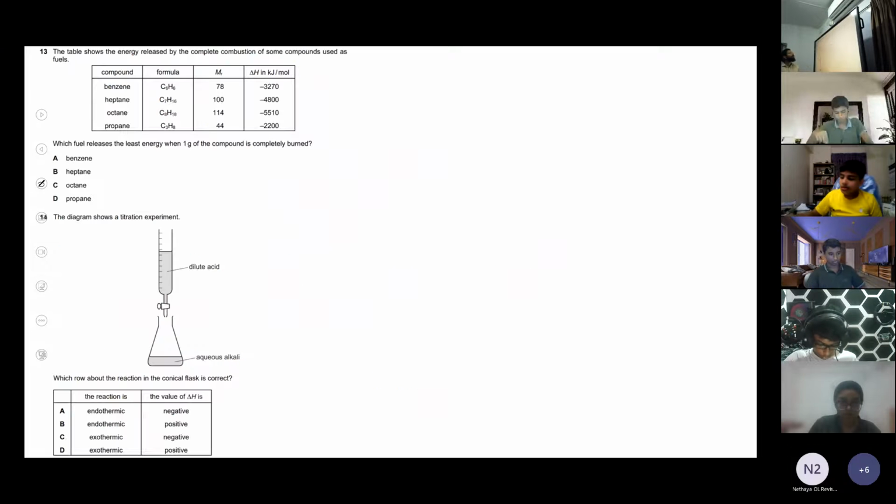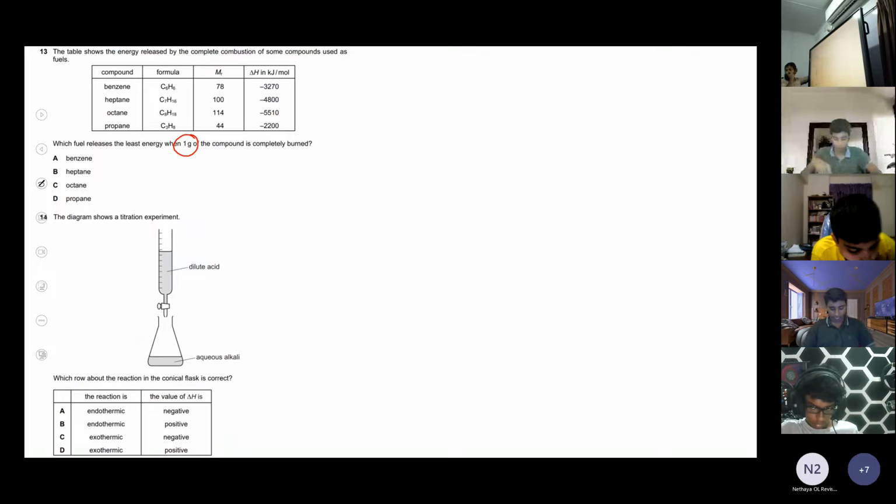All right, next one. The table shows the energy released by the complete combustion of some compounds. This is a challenging question. Some of you can't understand how on earth we find this, right? But this is very simple. Listen, this is very simple. They are asking about the energy released by the complete combustion of some compounds.